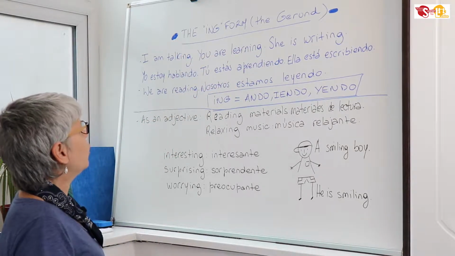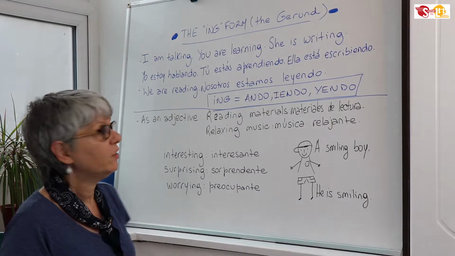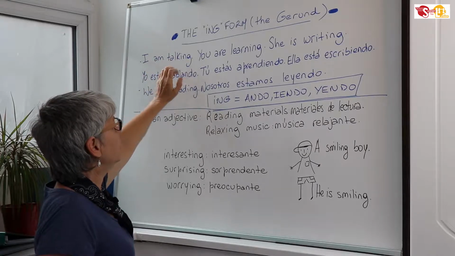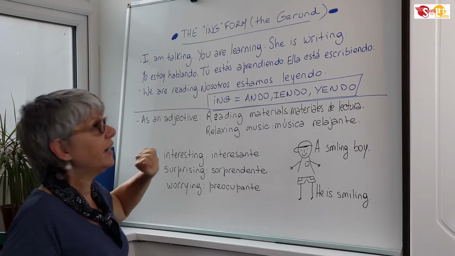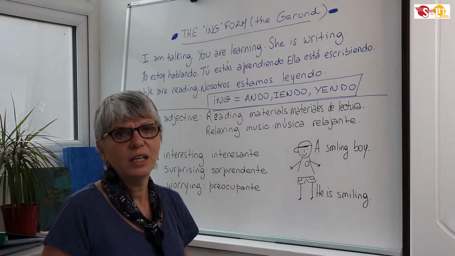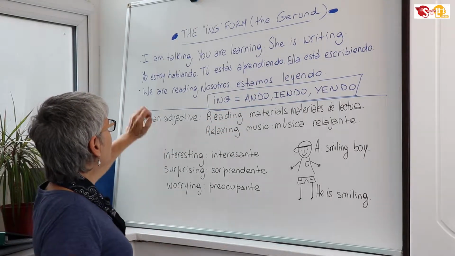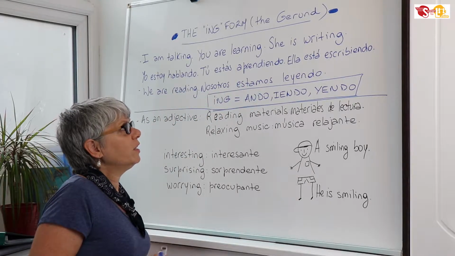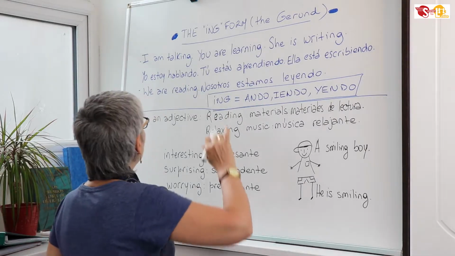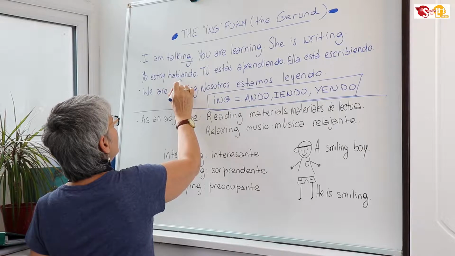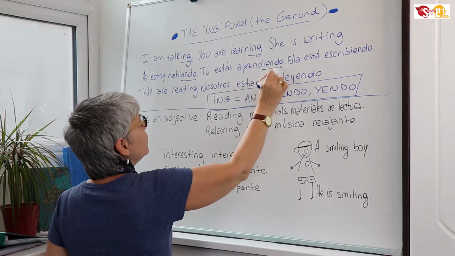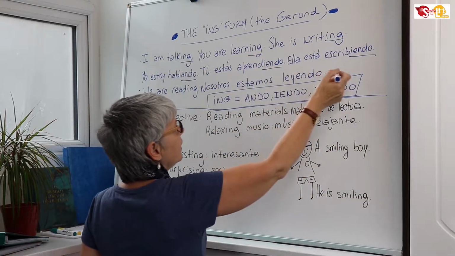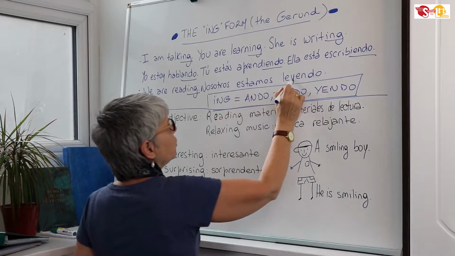When I say I am talking, or you are learning, or she is writing, I translate in Spanish as yo estoy hablando, I am talking, tú estás aprendiendo, you are learning, ella está escribiendo, she is writing, or another example, we are reading, nosotros estamos leyendo. So as you can see, for the continuous tenses, for example, the present continuous in this case, the ing is translated with the correlative form, which in Spanish is hablando, talking, aprendiendo, learning, escribiendo, writing, leyendo, reading.